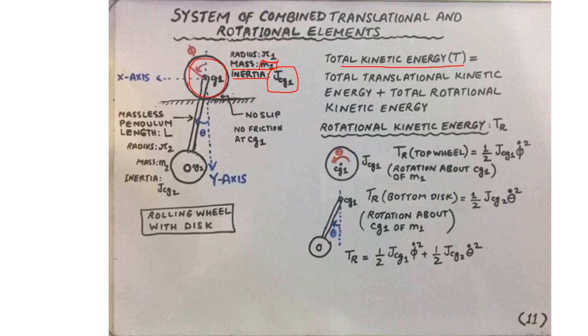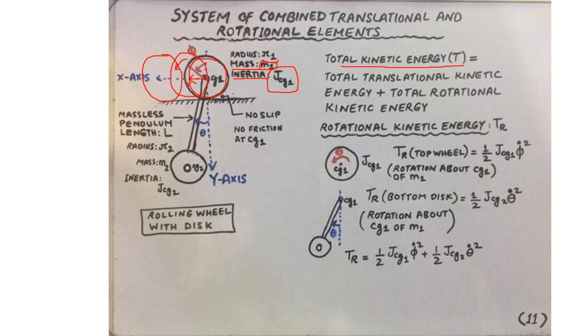So remember, the wheel, when it rolls without slipping, has two types of motion. As the wheel rotates, let's say in this direction, then obviously the center of gravity of the wheel is shifted leftward. At the same time, the wheel also rotates about its center of gravity as it moves forward. So therefore, we need both the information of its mass as well as the discrete inertia parameters.